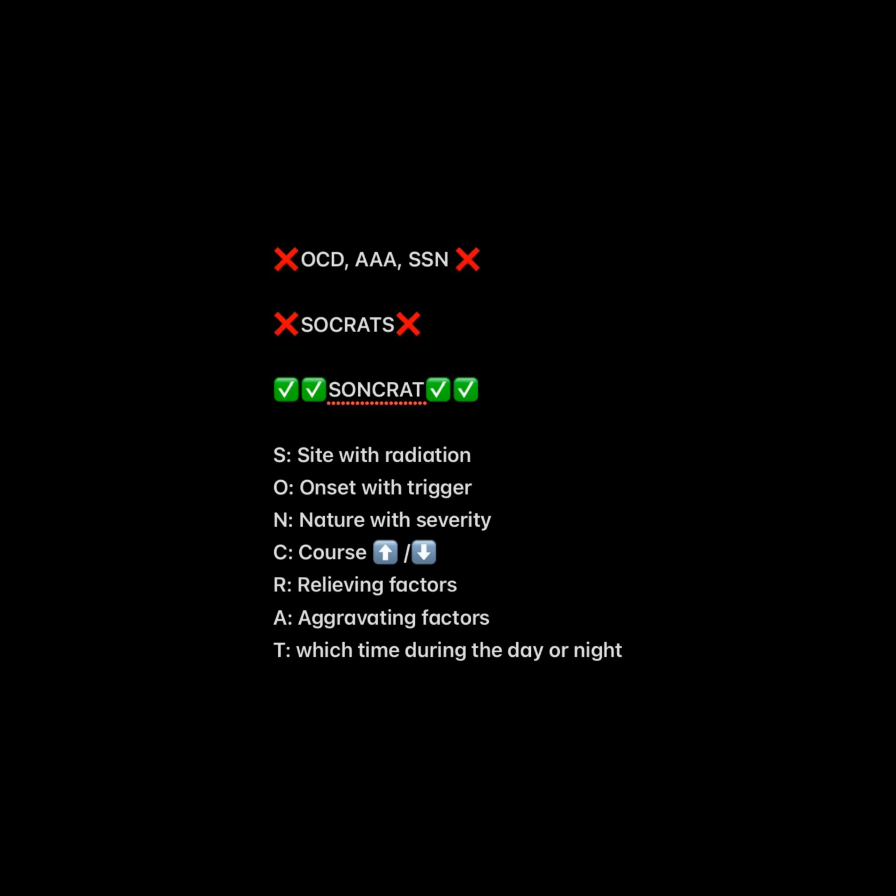Then with nature, severity makes sense, because severity is a nature. Severity itself is a nature. If I ask a patient to describe the nature of the headache, he will tell me it is severe and throbbing, doctor. Severe and throbbing. Throbbing is for the nature.